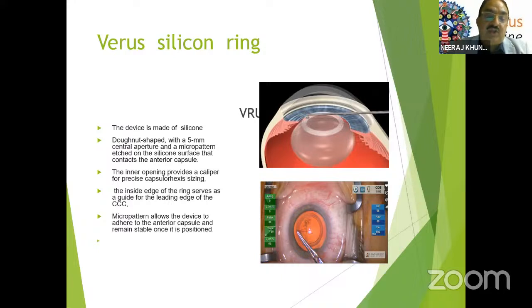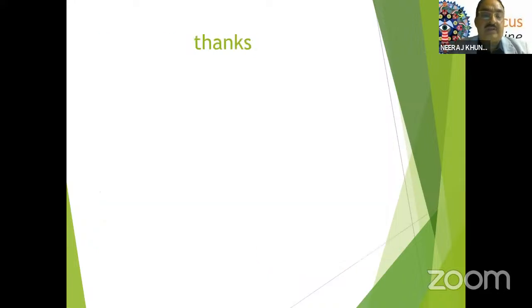The inside edge of the ring serves as a guide for the leading edge of the CCC. So the micro pattern allows the device to adhere to the anterior capsule and remain stable once it is positioned. So this is how capsular access is achieved. Thank you.